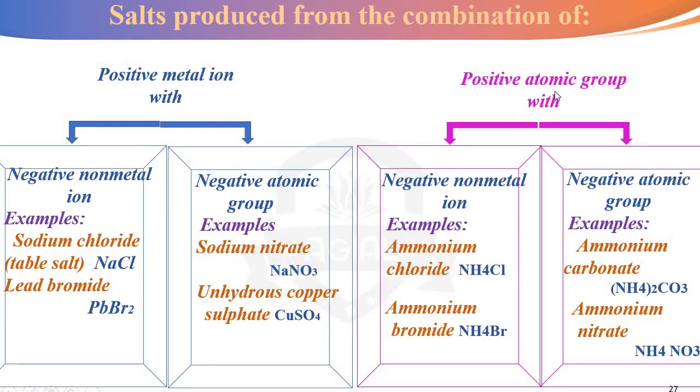Number 2, positive atomic group with either a negative non-metal ion, like in ammonium chloride NH4Cl, or ammonium bromide NH4Br. Or with a negative atomic group, like in ammonium carbonate (NH4)2CO3, or ammonium nitrate NH4NO3.